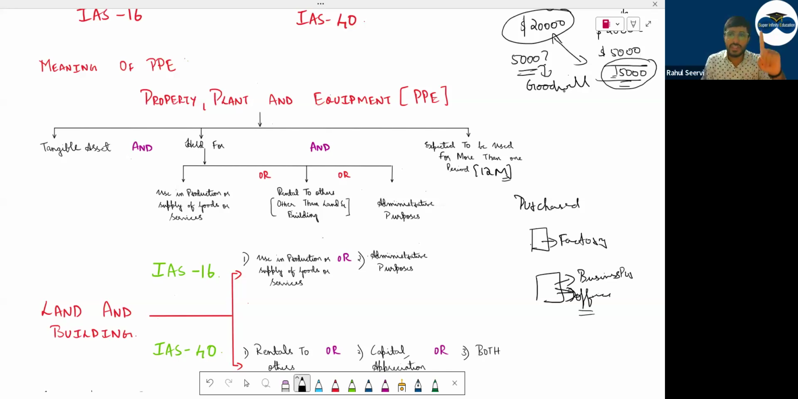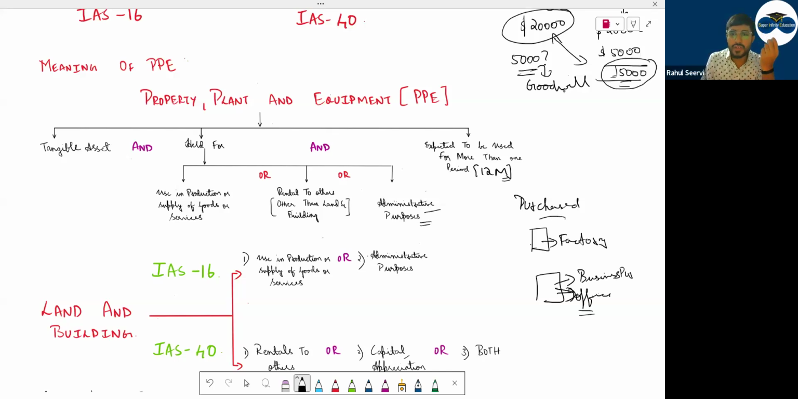Let's see. Tangible, you can touch or see it. Yes. Can you use this for more than 12 months? Yes, a building can be used. Can I say this is used for what? Can I say this is used for administrative purpose, to do my administration activities? Yes or no? This is used for my administrative purpose too.